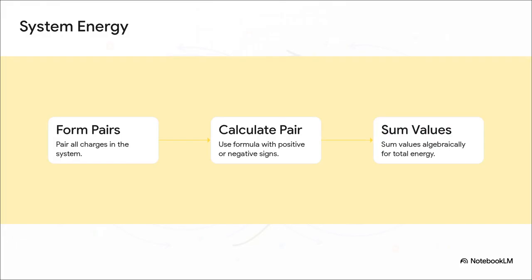Okay, but what if you're tackling a complex system, like, say, a triangle of multiple charges all interacting at once? You can actually find the total potential energy of the whole setup just by following a simple 3-part sequence. First, isolate and form pairs of all the individual charges. Next, calculate the energy for every single pair you've identified. And definitely take special care to keep their positive or negative signs here, since energy is a scalar quantity. Finally, just sum those values algebraically. That final number? That's the total energy holding the entire group together in that exact configuration.